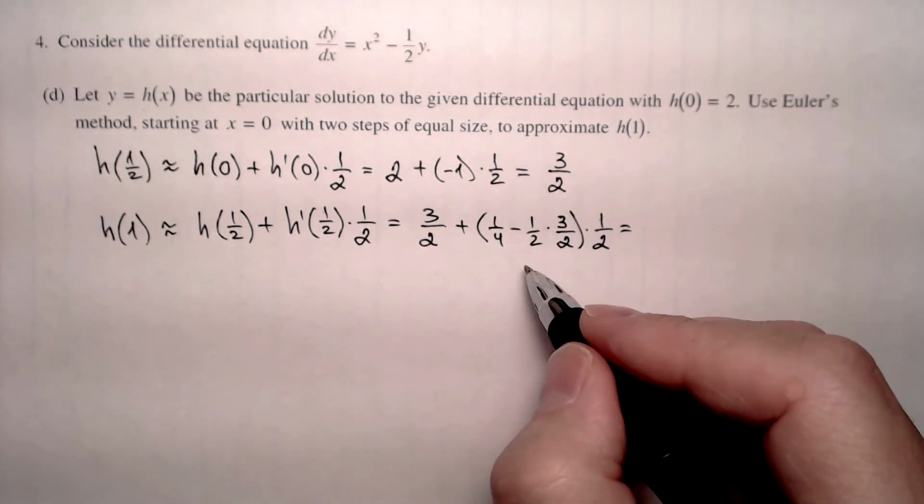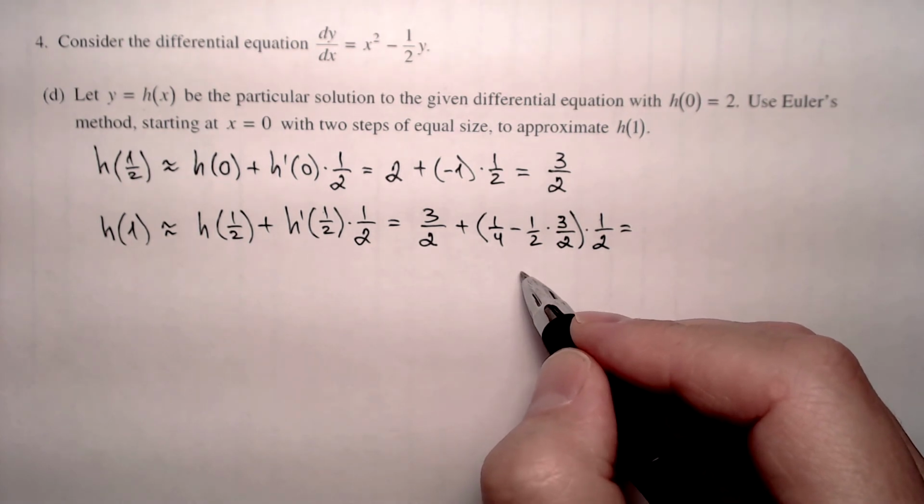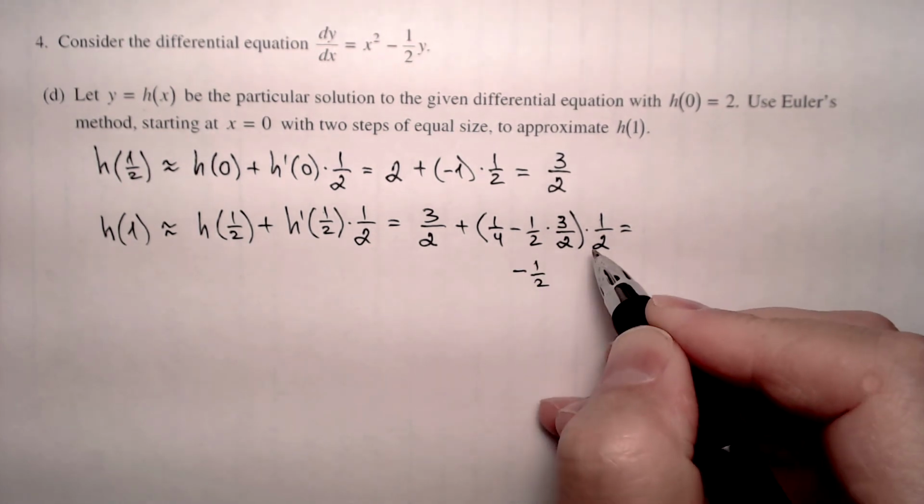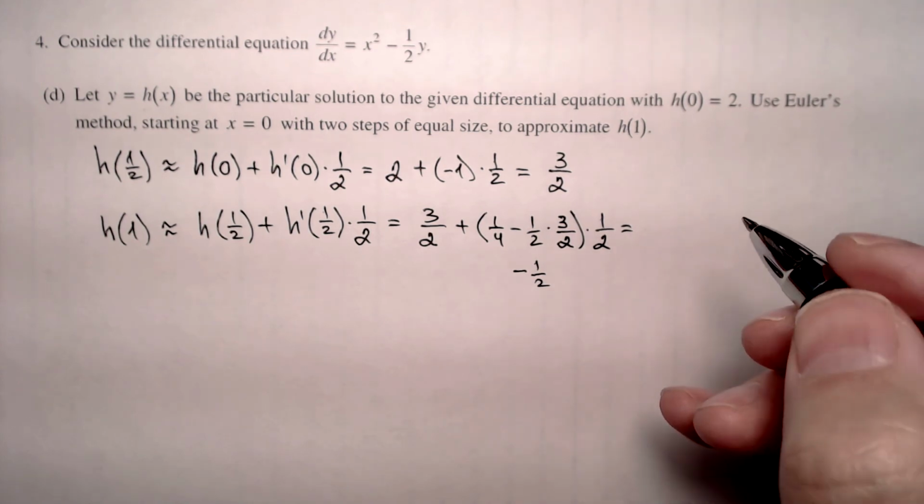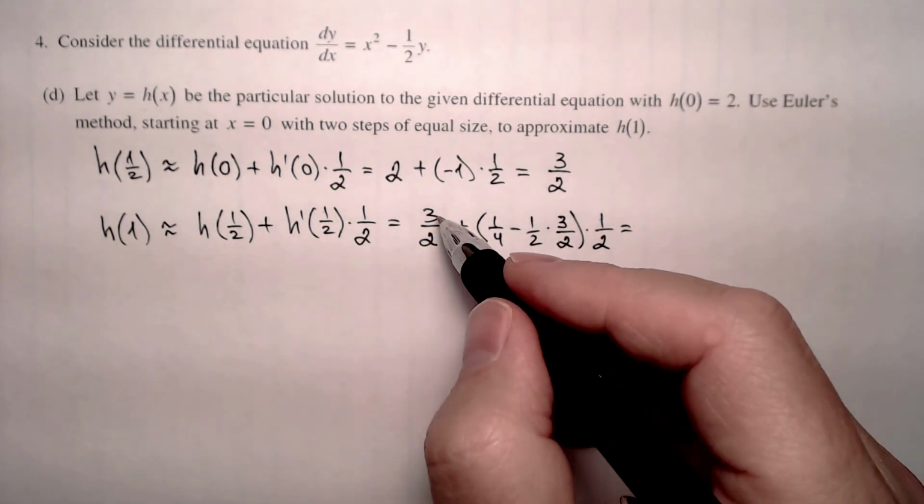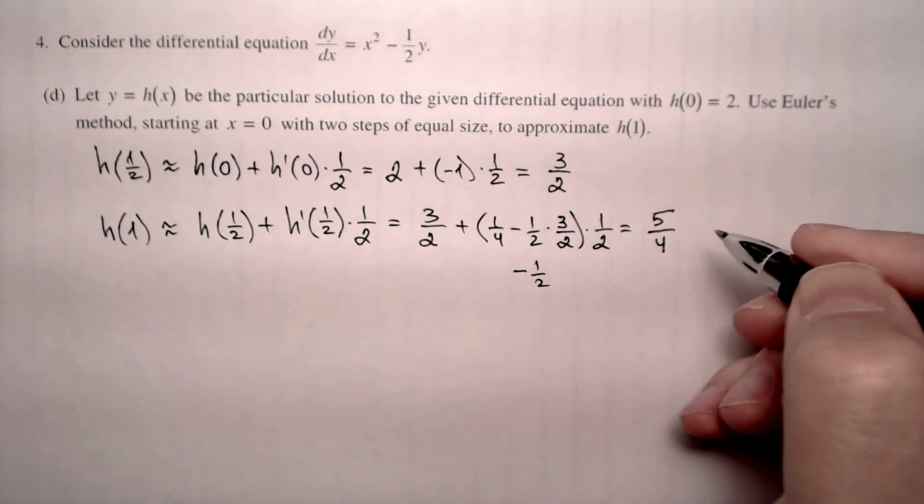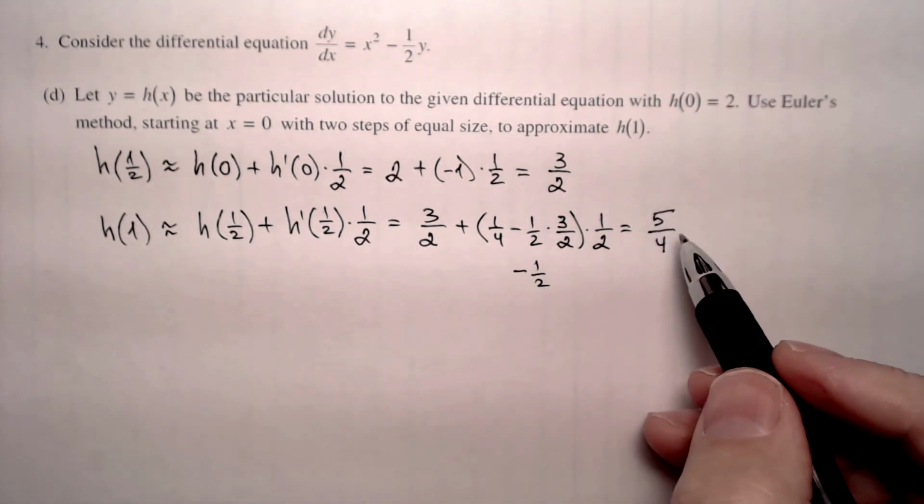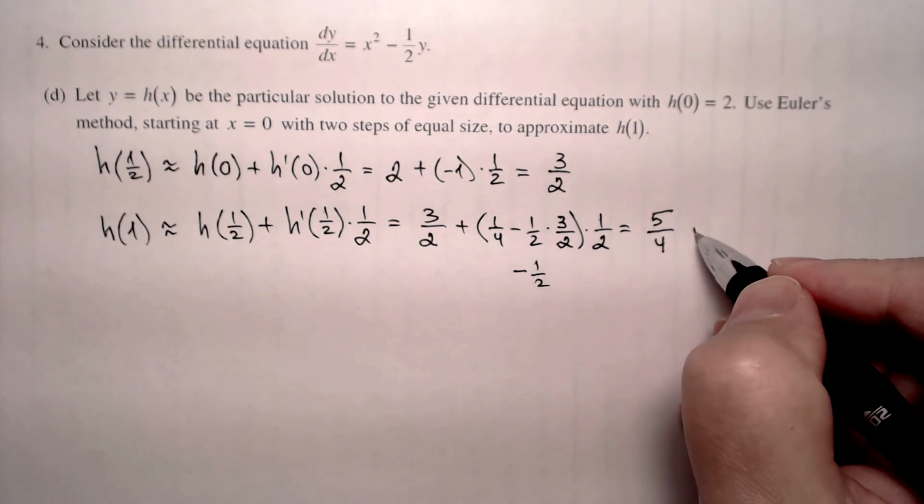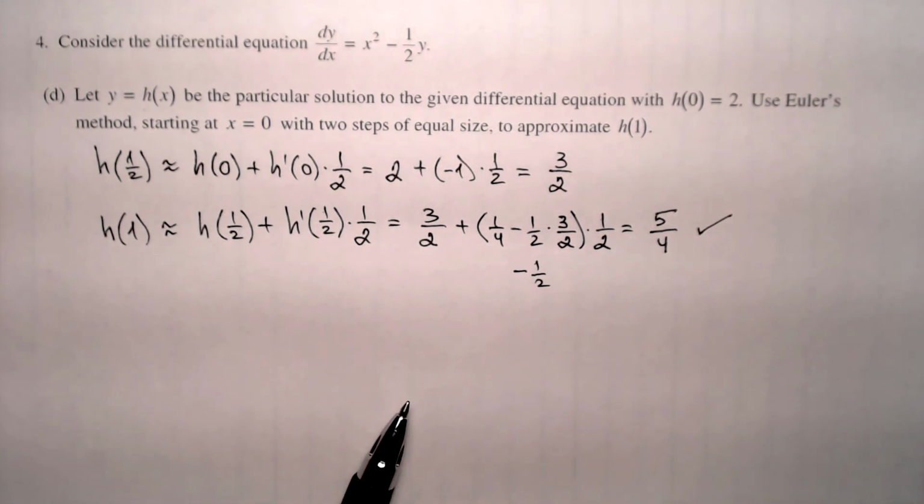So this is 3 over 2 plus this expression here, which is negative 1/2 times 1/2, 1/4, negative 1/4, 6 over 4, this is equal to 5 over 4. So the approximation h of 1 is equal to 5 divided by 4. This is our final answer.